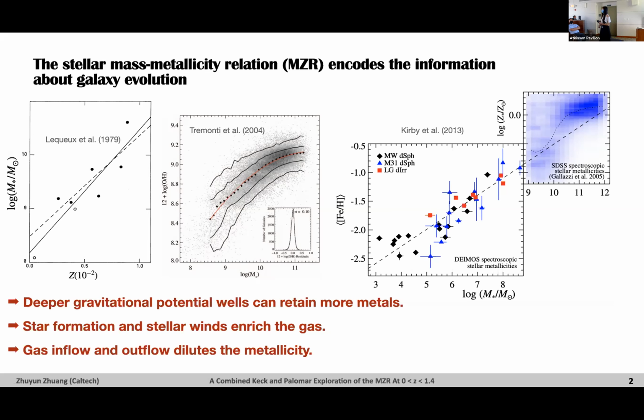For instance, the more massive galaxies usually have deeper gravitational potential wells, so that they can retain more metals from either the stellar feedback or the galactic feedback that eject the metals away from the galaxies. Meanwhile, the active star formation can also enrich the gas of the interstellar medium. On the other hand, the inflow of pristine gas and the outflow of enriched gas can decrease the metallicity. So understanding the shape of the MZR is very important because it can tell us a lot about how these evolving processes change as the stellar mass of the galaxy grows.